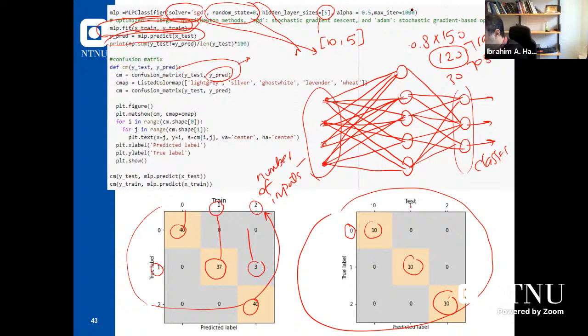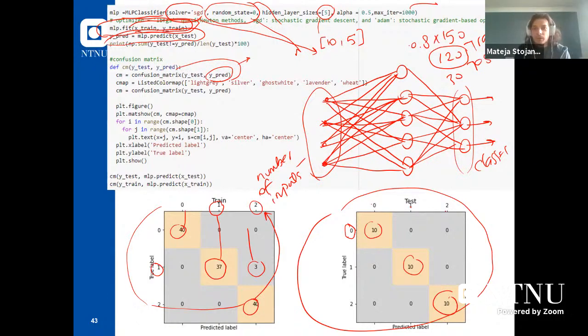Then there's the maximum number of iterations. You just go to sklearn and try to find all the default values. Even for the activation function, we can select a different activation function. So for example, I can select ReLU. If you want to select ReLU here, you can select it and check the performance. So I can try to change it to ReLU.